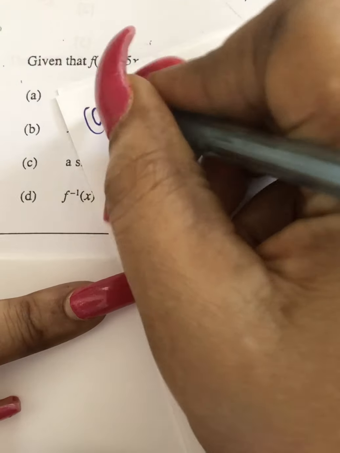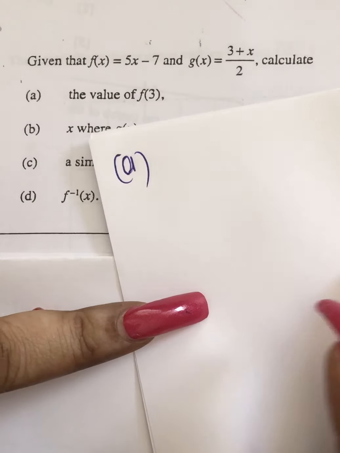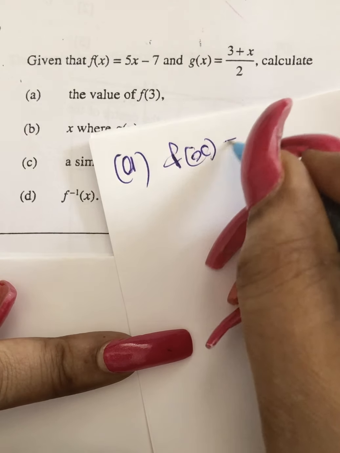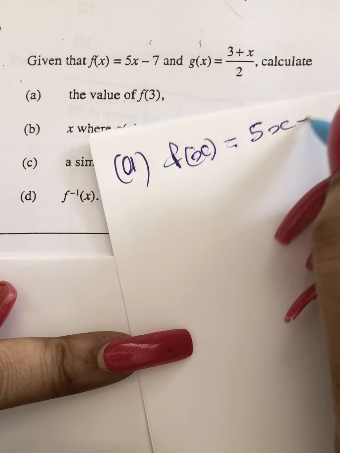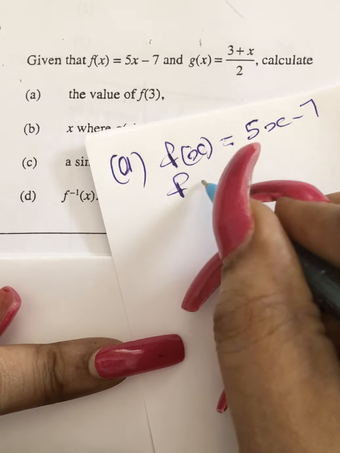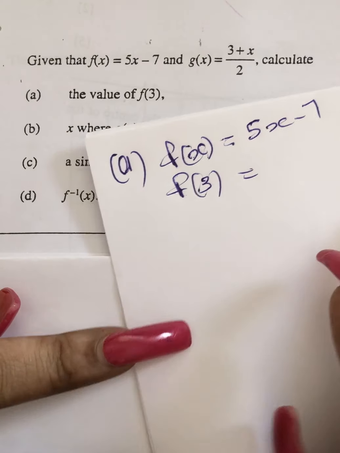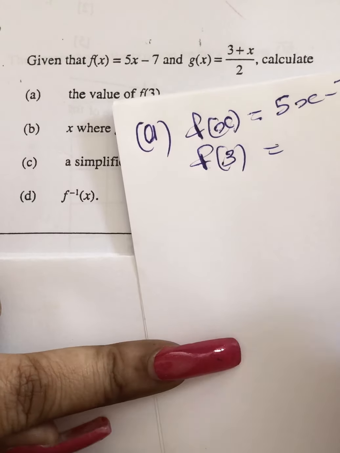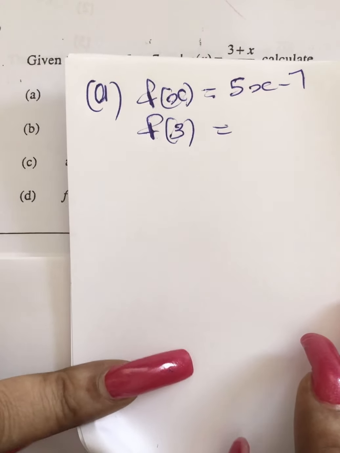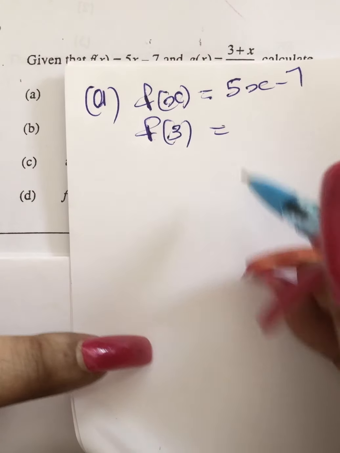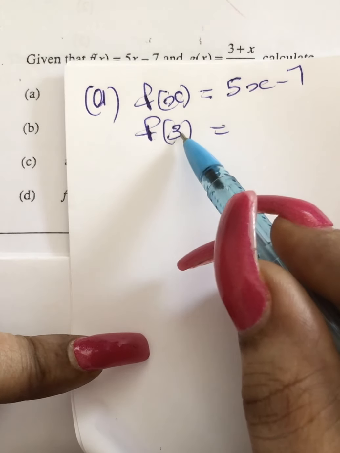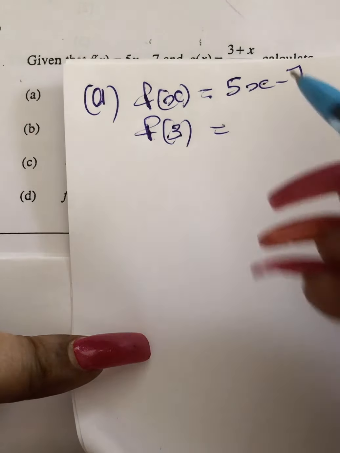Part A. We want to use the function f of x and we want to find f of 3. This means where we see x in our original function, we're going to substitute 3 for x. Good.